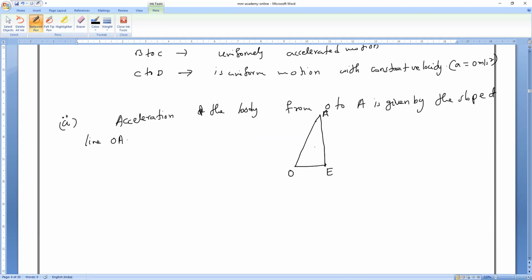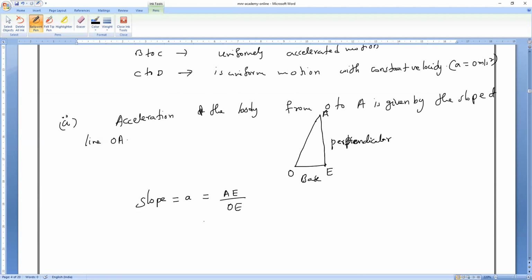Okay. Now, what is the slope? Tell me the slope of this one. Slope is equal to acceleration. So slope equals acceleration equals what will come? Tan theta equals what? Y2 minus Y1. AE divided by OE, perpendicular divided by base. Yes or no?